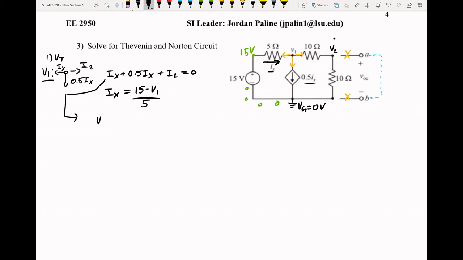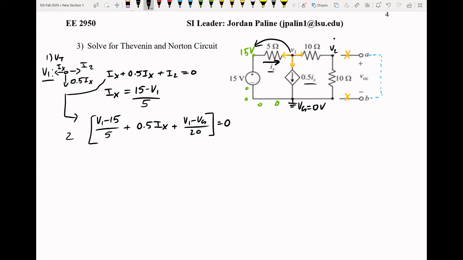It will be V1 minus 15, because remember, we're going from here to there for this equation, over 5. We're going to do plus 0.5 Ix here. Then I2 is going to be V1 minus Vg over total resistance, which is 20, and this will equal 0.